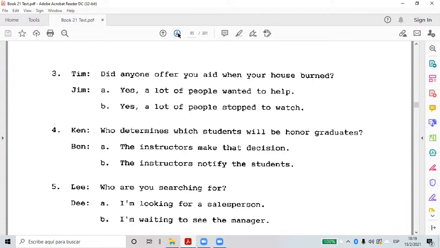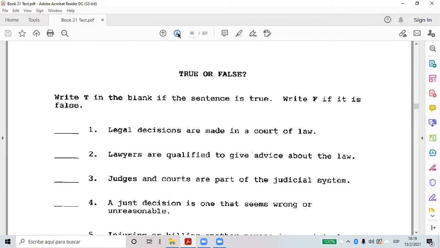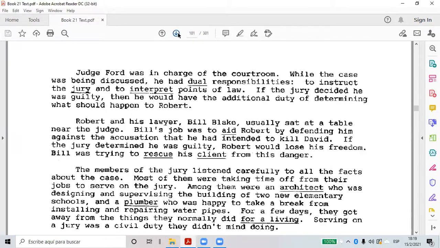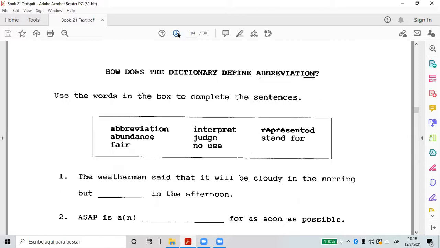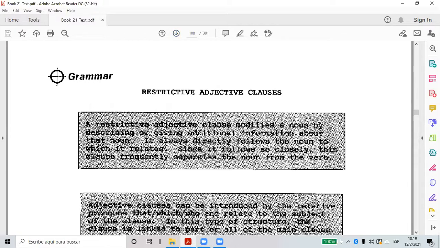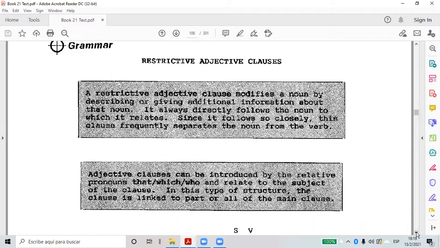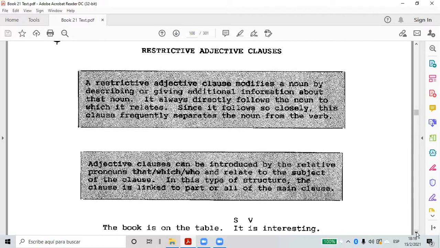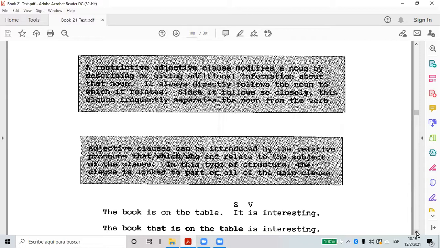A restrictive adjective clause modifies a noun by describing or giving additional information about that noun. It always directly follows the noun to which it relates. Since it follows so closely, this clause frequently separates the noun from the verb. Adjective clauses can be introduced by their relative pronouns, that, which, who, and relate to the subject of the clause. In this type of structure, the clause is linked to part or all of the main clause.